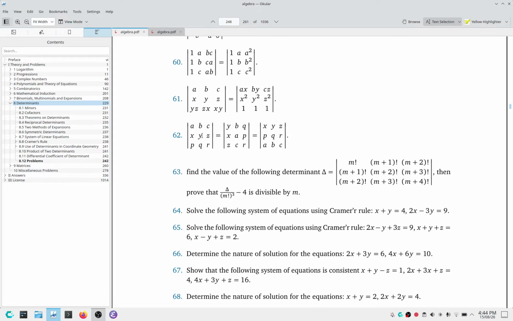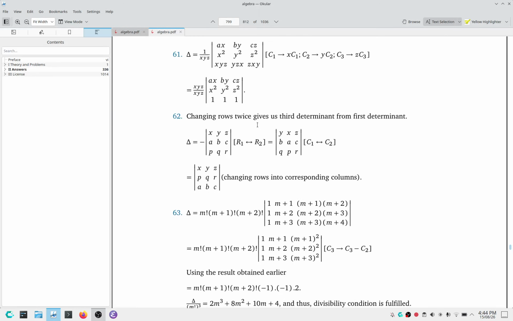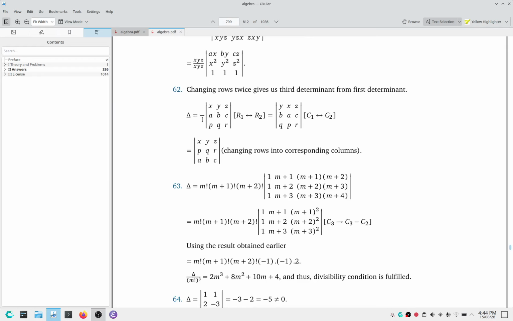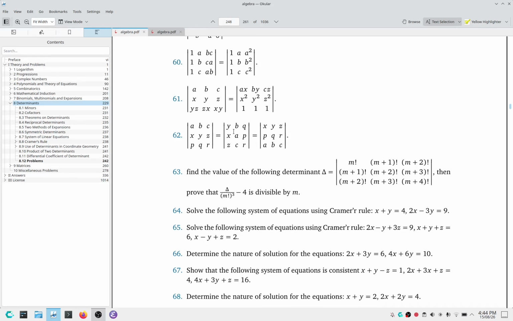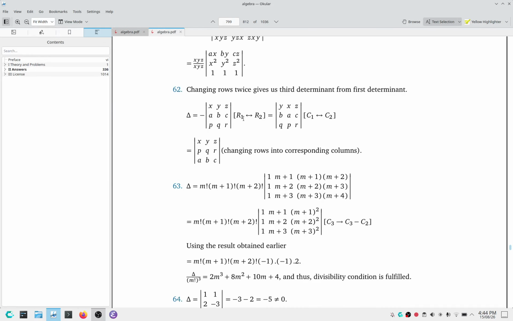And then another change is made with R1 and R2. So first and third is done. So we do the other one, that is from first to second. So what we do is R1 is exchanged with R2. So we get XYZ, ABC, PQR. And then you do column 1 exchange with column 2. So you get YXZ, BAC, QPR. Okay. And then you change corresponding rows into columns, you get XYZ, PQR, ABC.